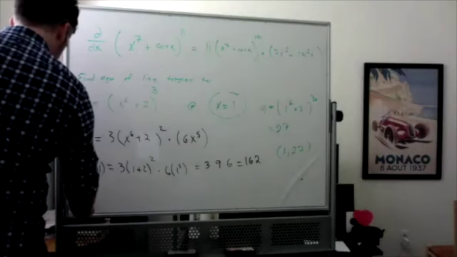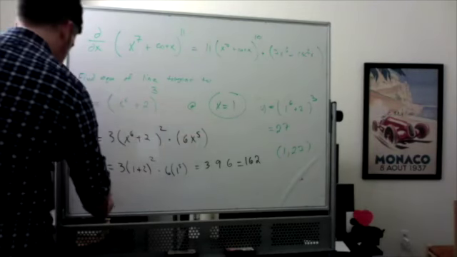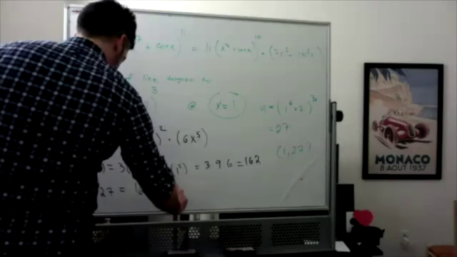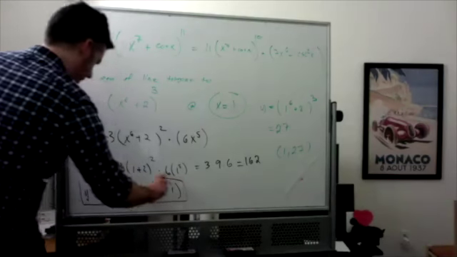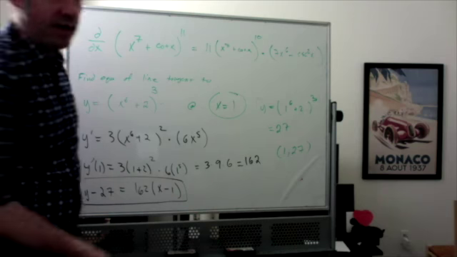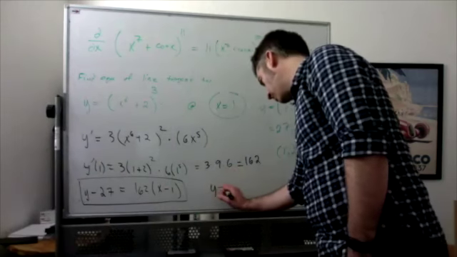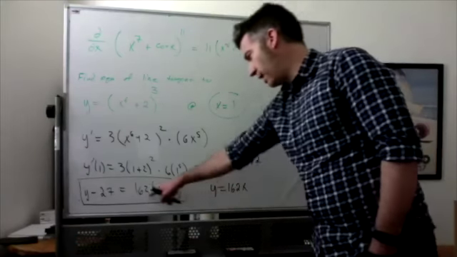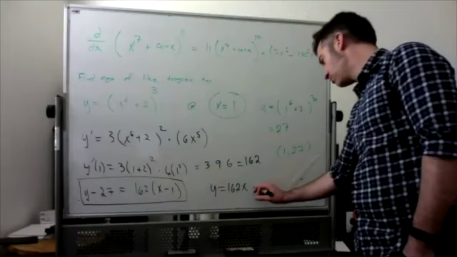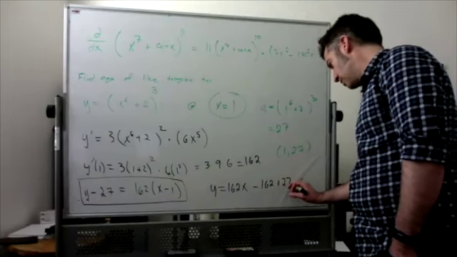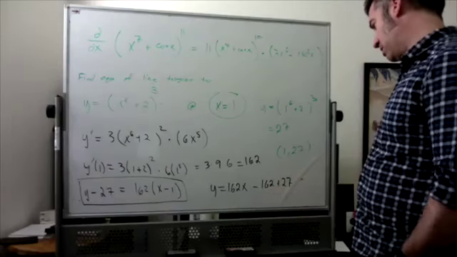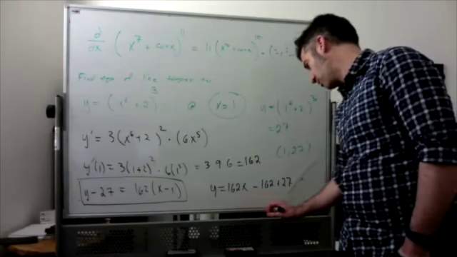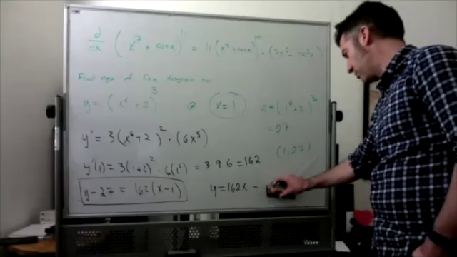So my equation here is going to be y minus 27 equals the slope times x minus the x coordinate. That is not too terrible, right? And if we solve for y, I'm going to actually multiply it out: y equals 162x minus 162 plus 27. Yes, we could simplify this. 162 minus 27 is going to be 135, so y equals 162x minus 135.